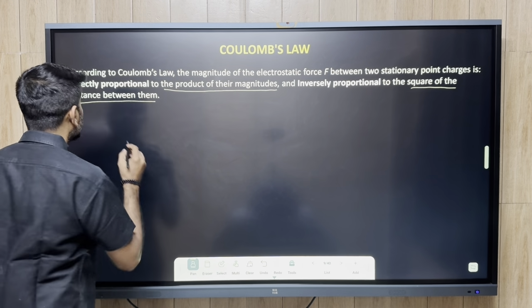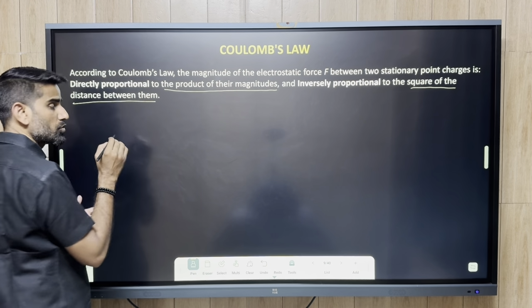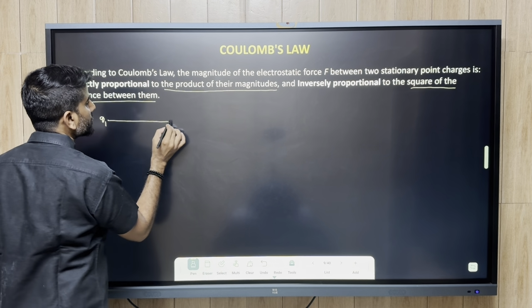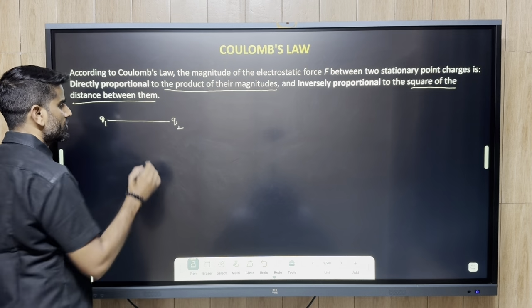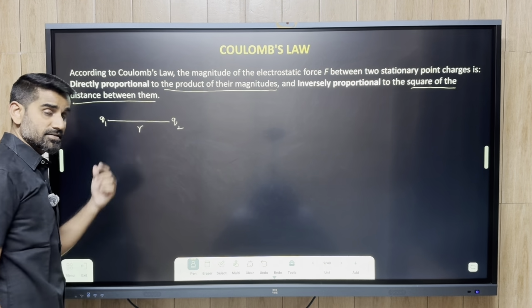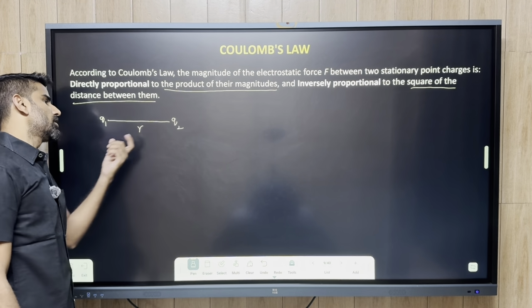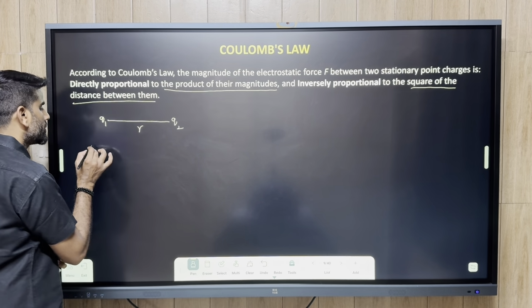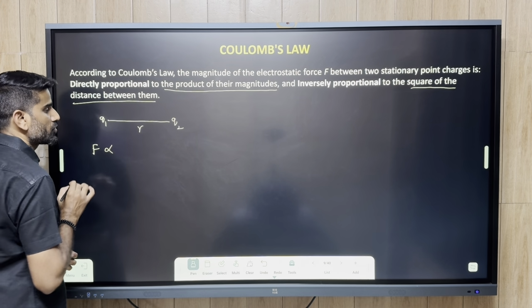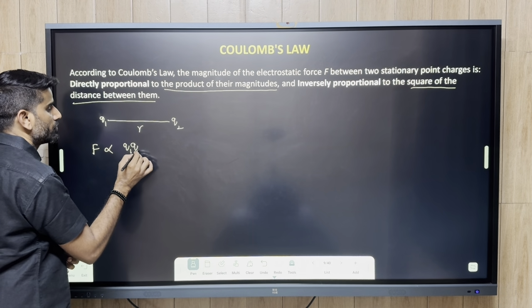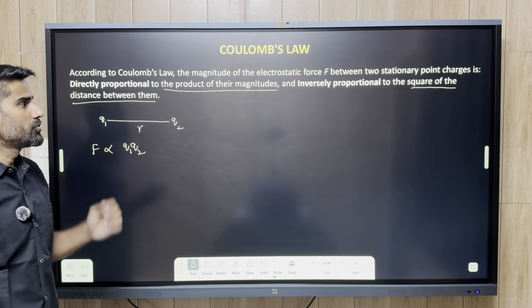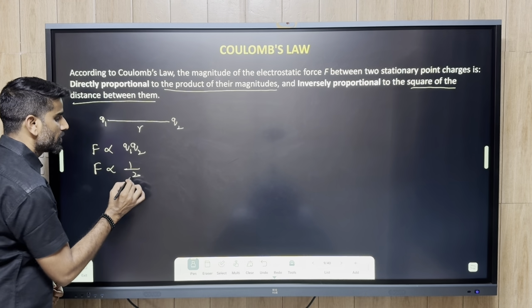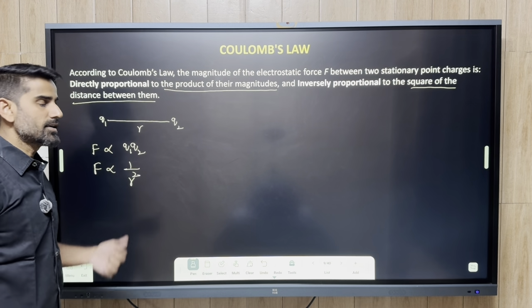I'm drawing a diagram here to represent the two charges and show the separation between them. I'm taking charge Q1 here, and at a certain separation I have placed charge Q2. The separation between the two charges is R, which is the center to center distance. If Q1 and Q2 are two charges at rest, separated by distance R, then the force F between them is directly proportional to Q1 Q2, the product of the magnitudes of the two charges, and inversely proportional to the square of the separation, which is R square.